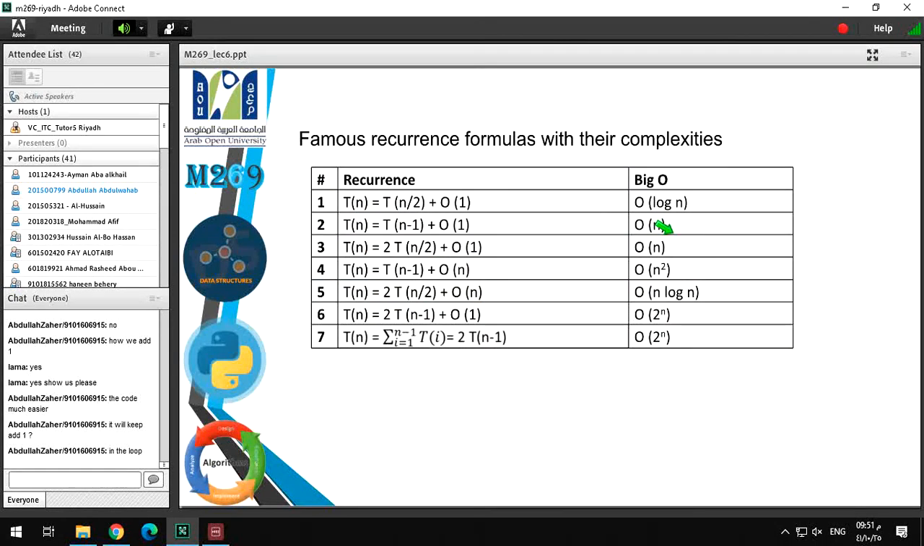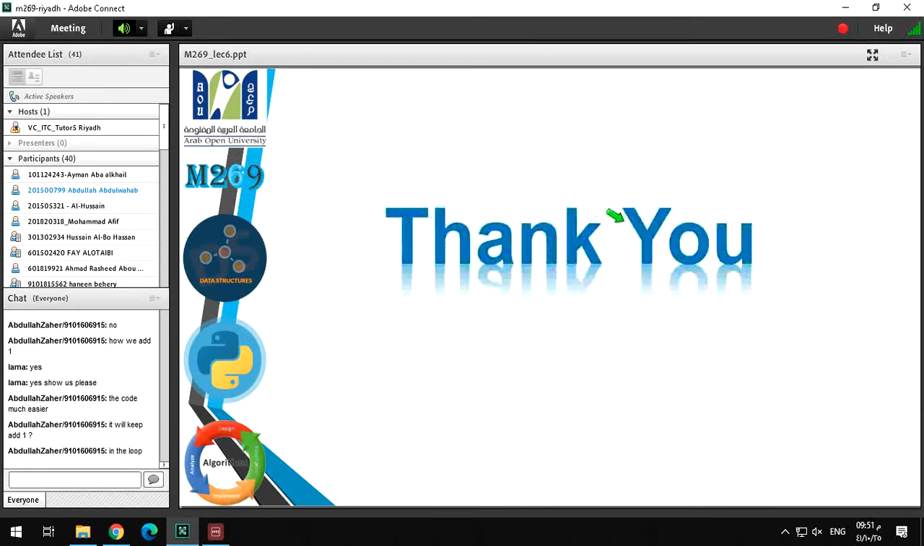I hope that, and this is actually a reference for the famous recursive recurrence formulas and their big O notation. You can also memorize it. I hope that it is clear for all of you.